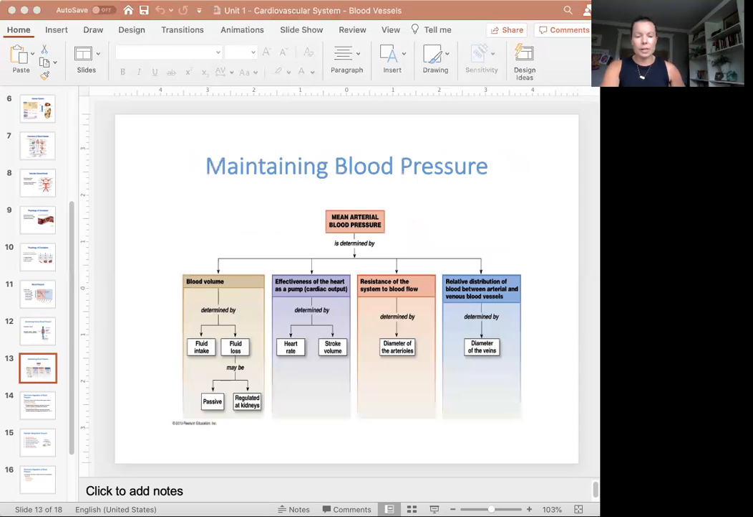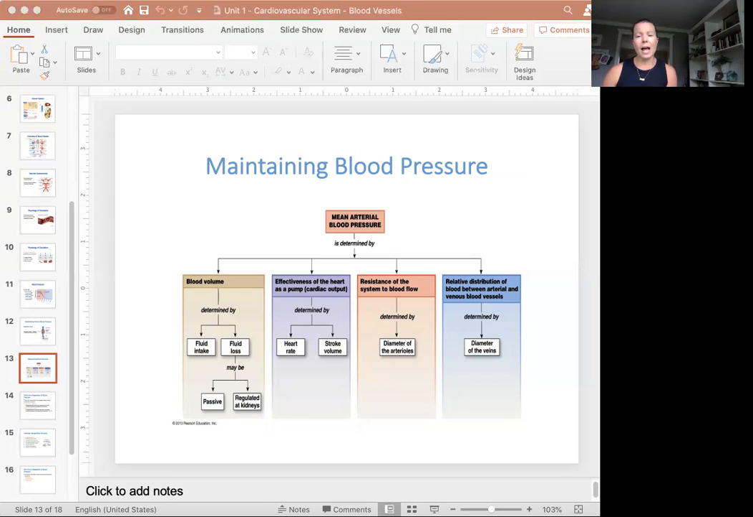Okay, and the other thing I want to talk about is some of the mechanisms that your body has to maintain blood pressure. So there are really three major factors that help to maintain and regulate blood pressure, and these are cardiac output, peripheral resistance, and blood volume. So whenever you have changes to any one of those things, it's going to directly impact blood pressure.